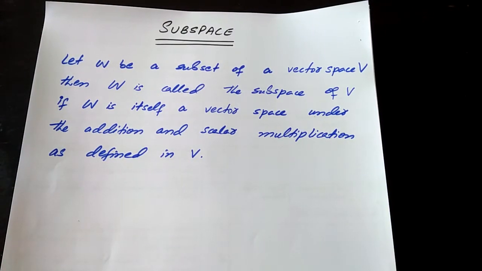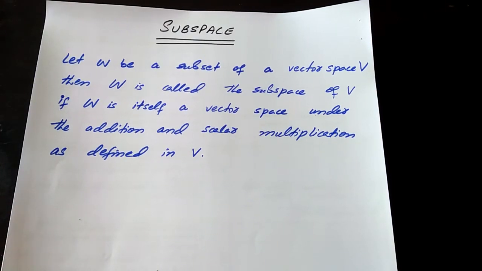Subspace. In this video, I will tell you how to prove a subspace. If any set is given to you, let W be a subset of a vector space V. The first condition for proving it a subspace is that the given set must be a subset of a vector space. If it is a subset of a vector space, then we will proceed further.